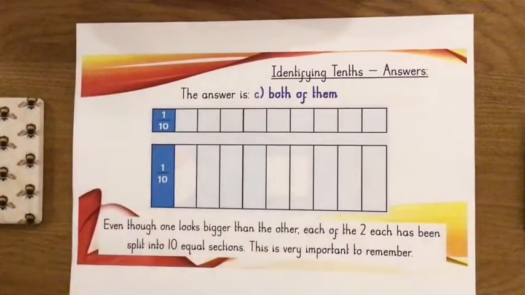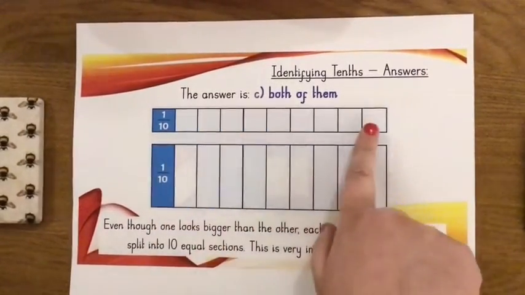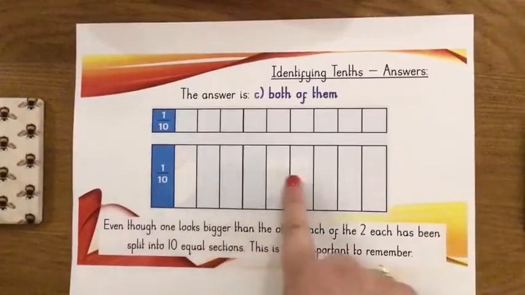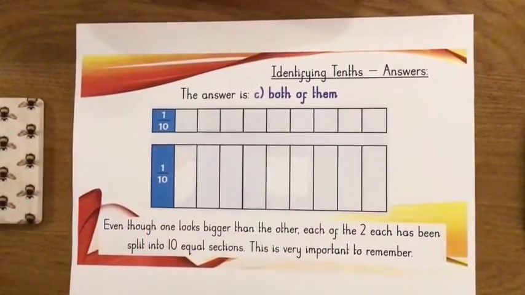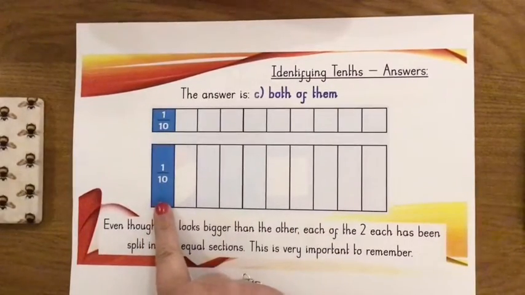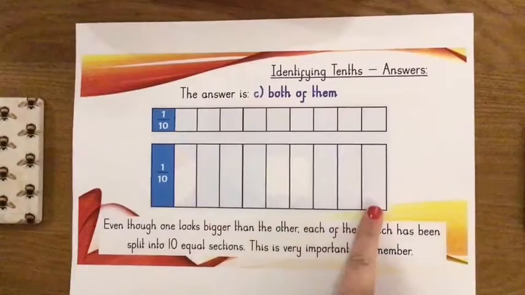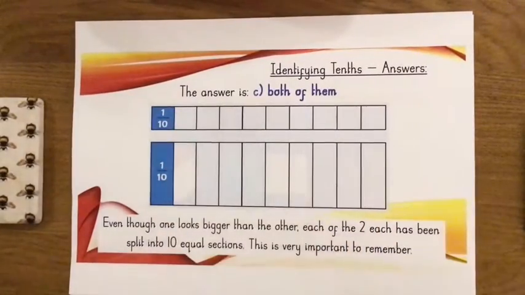However, it's really important that you understand that there are 10 parts in this bar, 10 parts in this bar, but only 1 is shaded in this bar, and there's 1 shaded in this bar. So remember, my denominator, the bottom number, tells me how many parts are in total, and my numerator tells me how many parts are shaded or how many parts are identified.